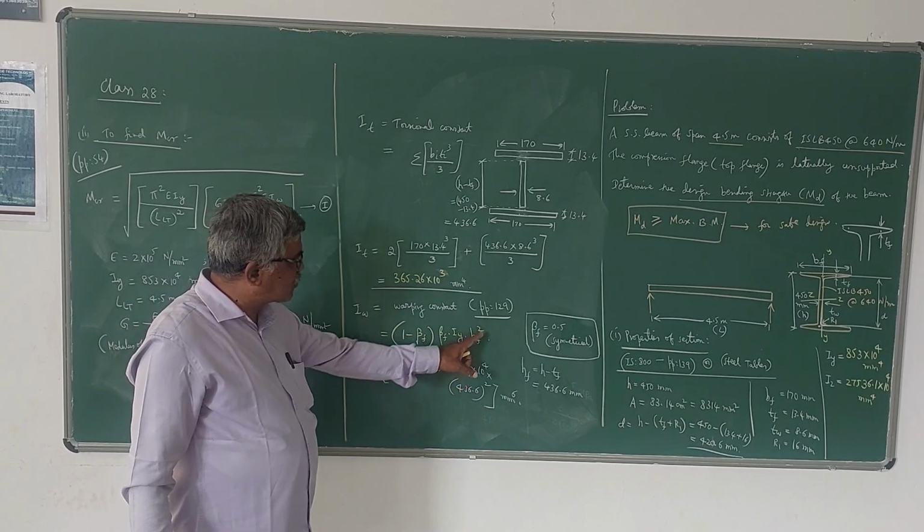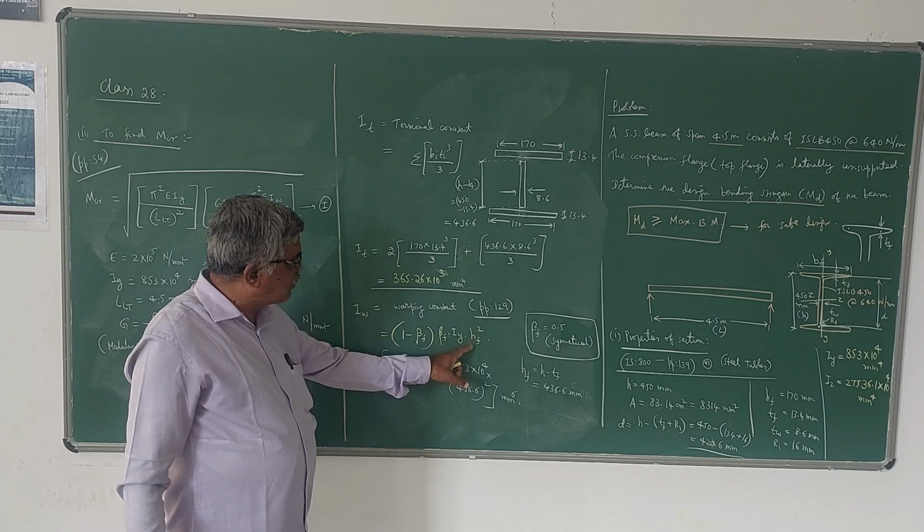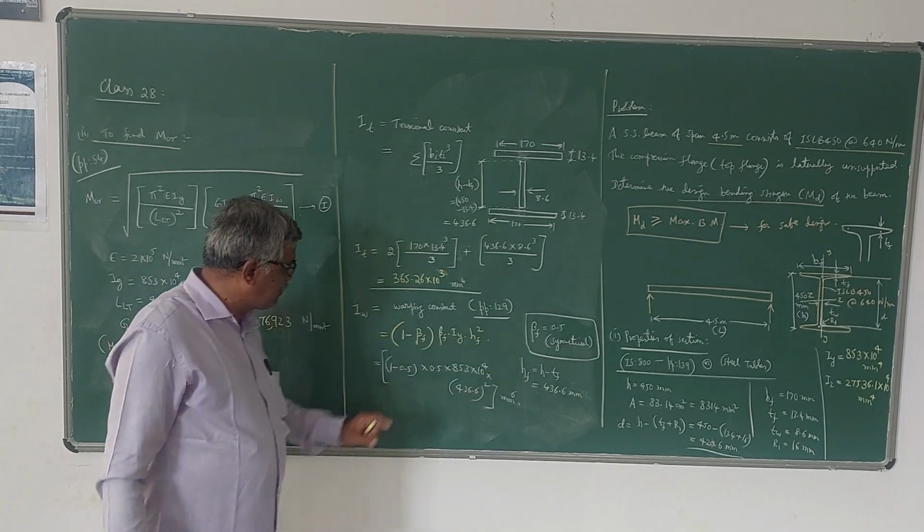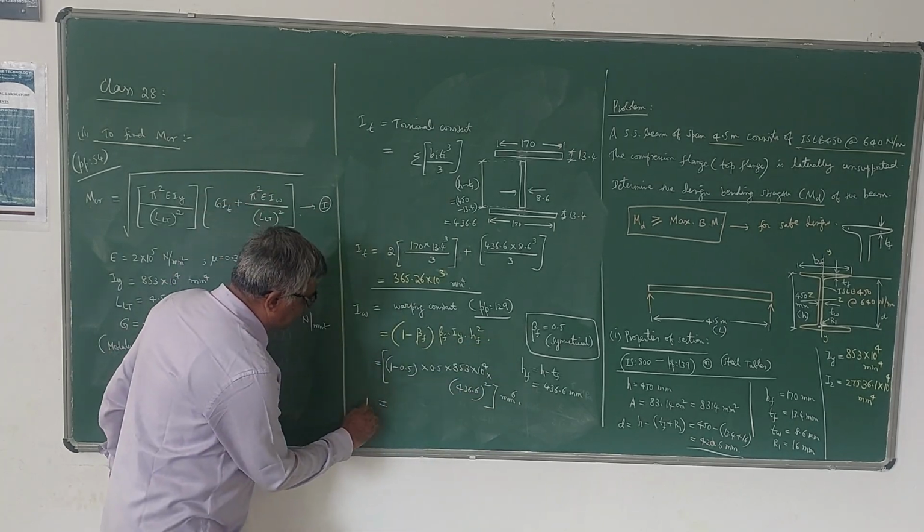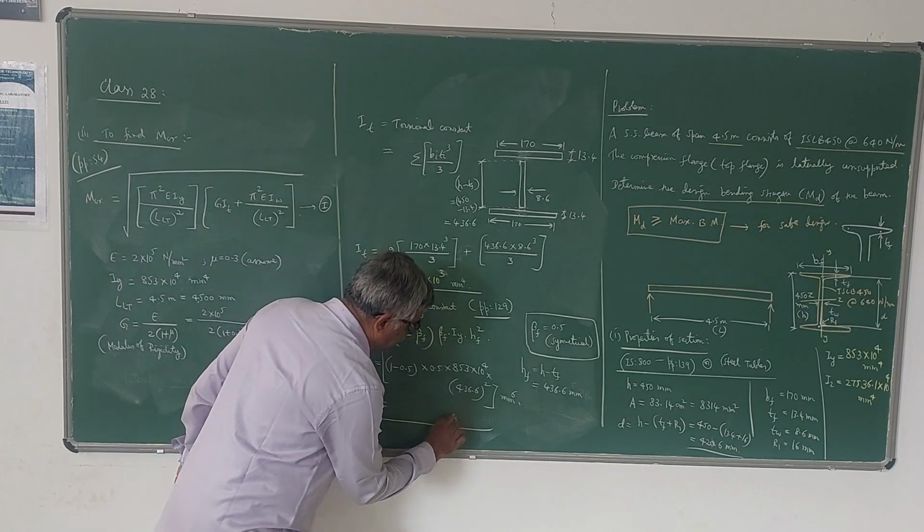HF square is millimeter square, so millimeter power 4 into millimeter square is millimeter power 6. This is what it is. This is the value of IW, the warping constant.